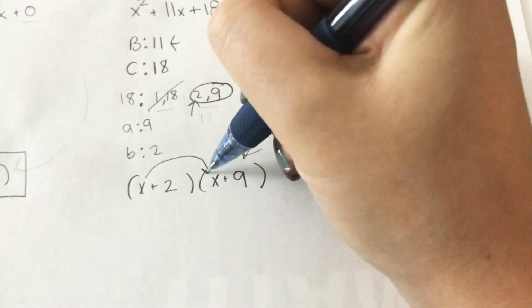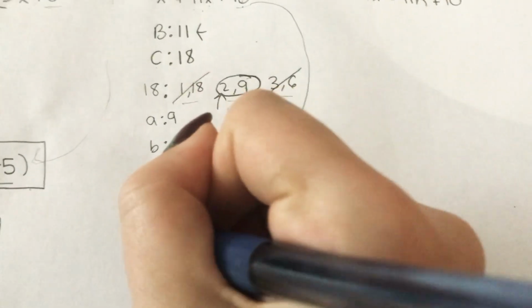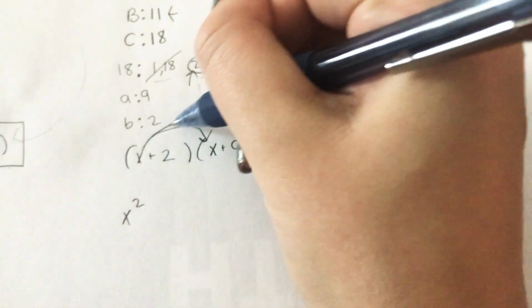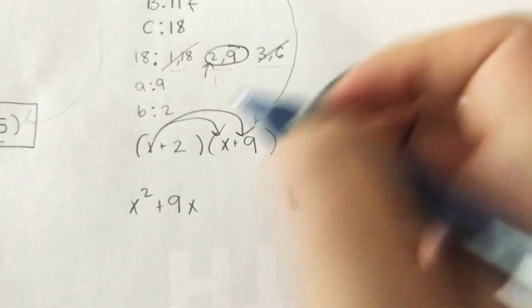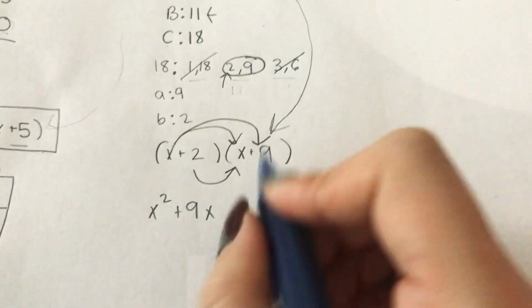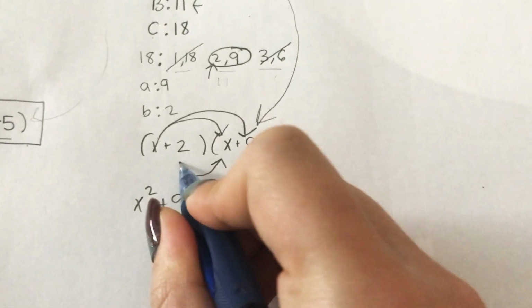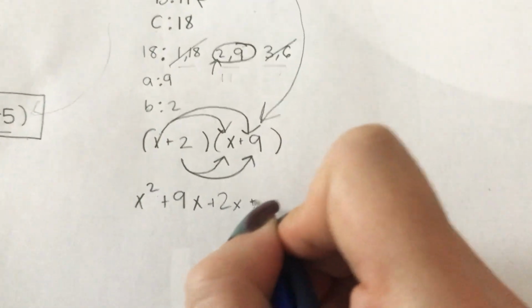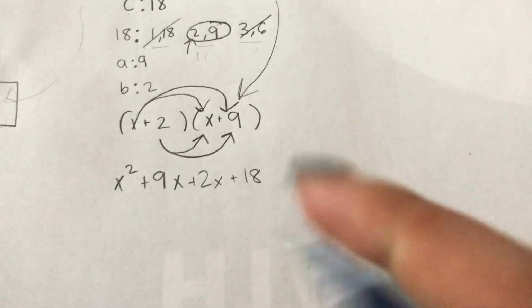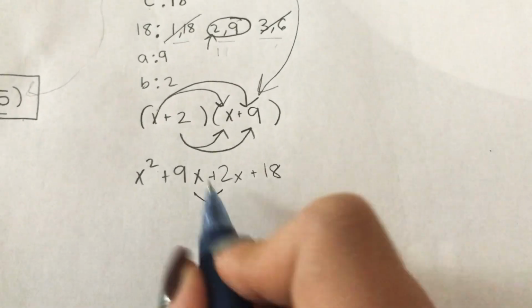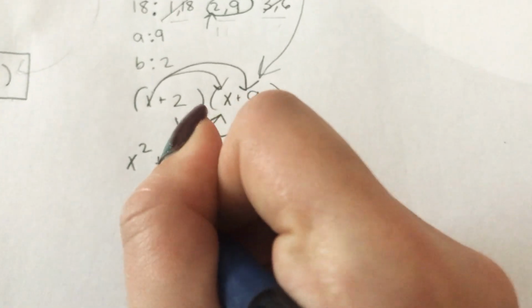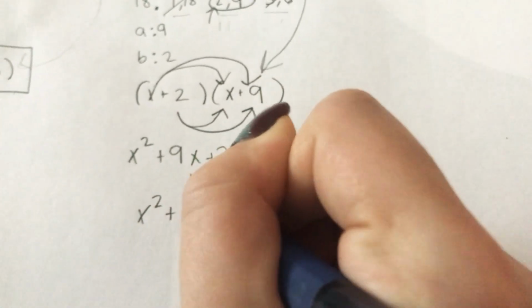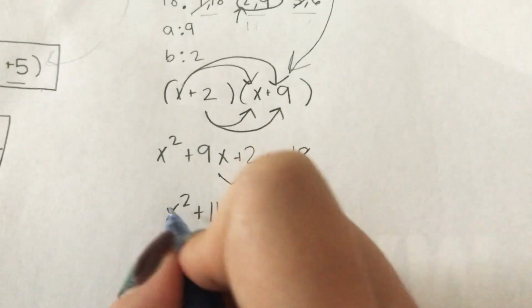So I have x times x, which is going to be x squared. Then I have x times the 9, which is going to be positive 9x. Then I have 2 times x, which is positive 2x, and 2 times 9, which is positive 18. My last step is just to add like terms. 9x plus 2x is 11x. I end up with x squared plus 11x plus 18.